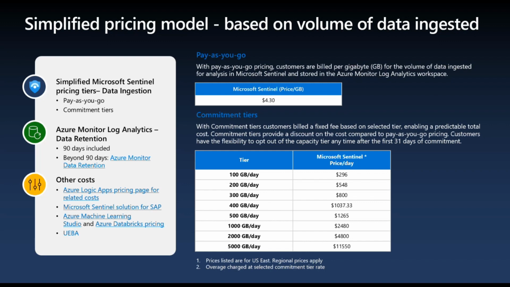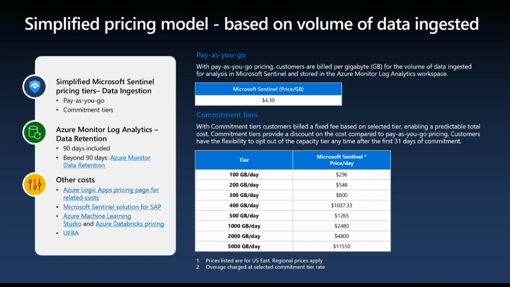On the other hand, if a customer doesn't have any idea how much data they'll actually be ingesting, this might be the way to go initially until they get a good gauge of how much data they're bringing in, and if they qualify for one of these commitment tiers, then they should move over to that. As I mentioned before, with the commitment tiers or capacity tiers, you have the ability to opt out of the tier at any time after the first 31 days of commitment.